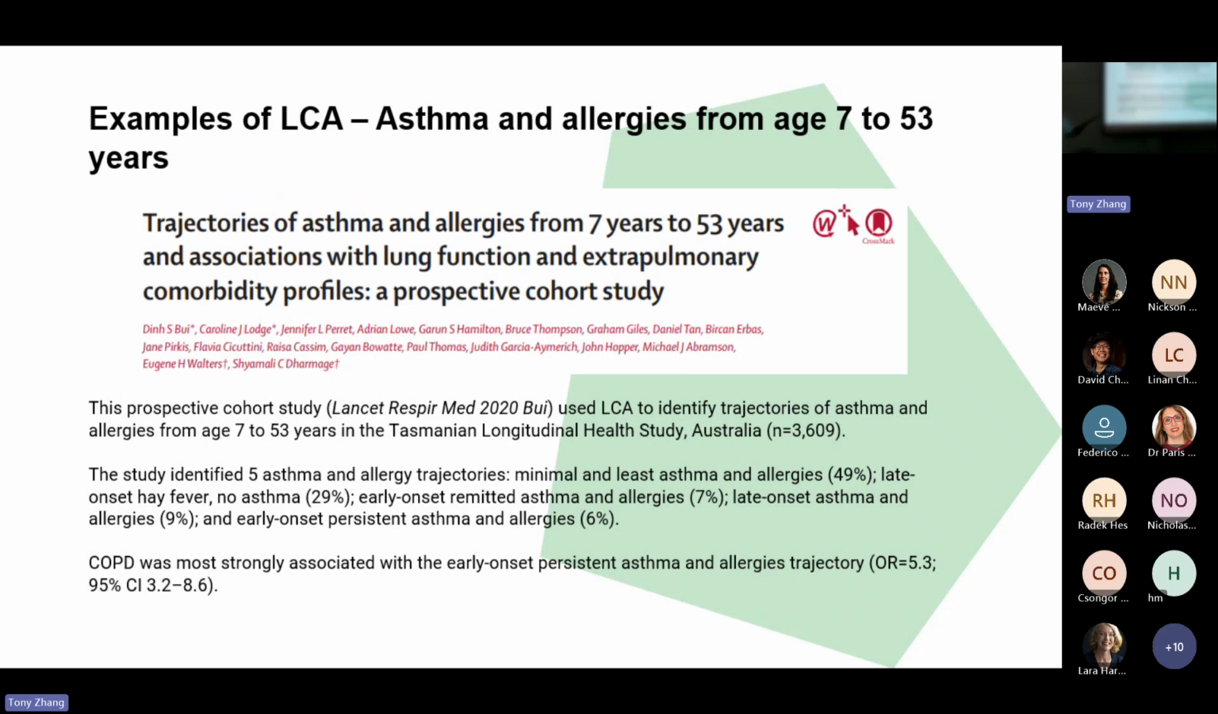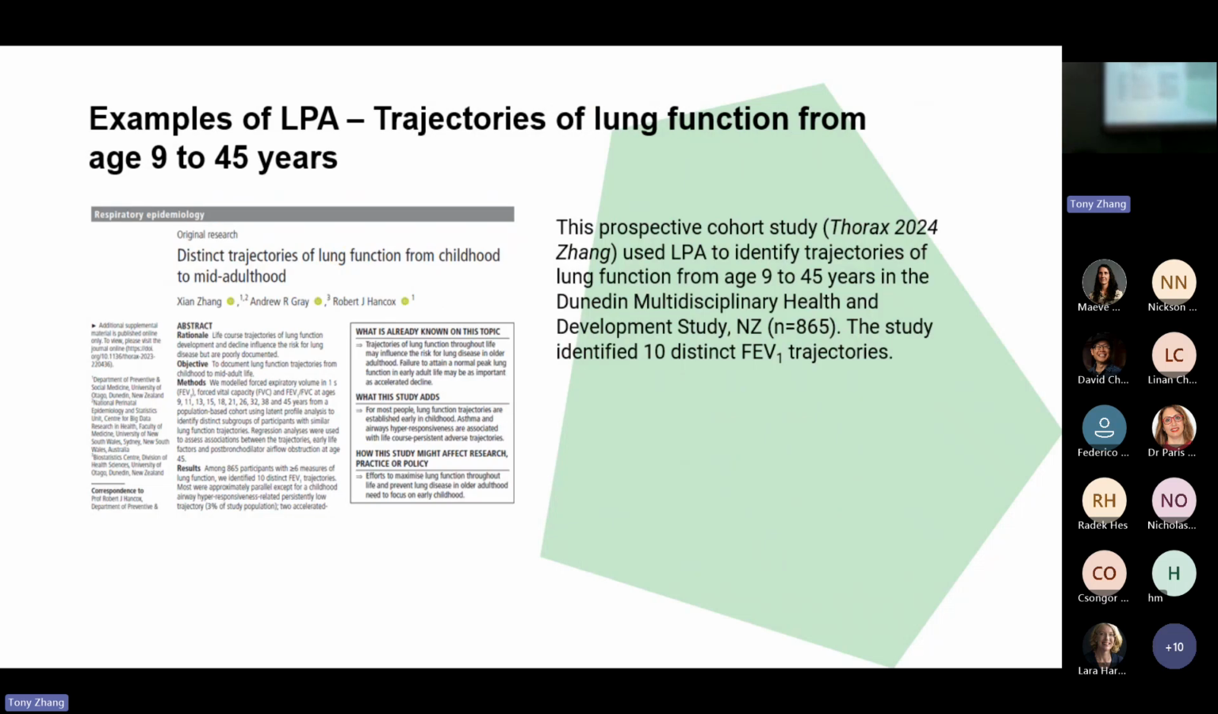So those 2 examples are LCA, latent class analysis, because they use binary indicator variables. And this example is latent profile analysis. Actually, it's one of the studies from my PhD. I used the latent profile analysis to identify the trajectories of lung function from age 9 to age 45 years in the Dunedin study cohort in New Zealand. The study identified 10 distinct FEV1 trajectories. FEV1 is one of the most important lung function parameters, right?